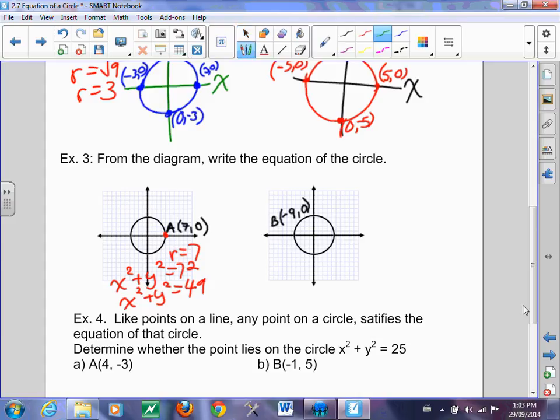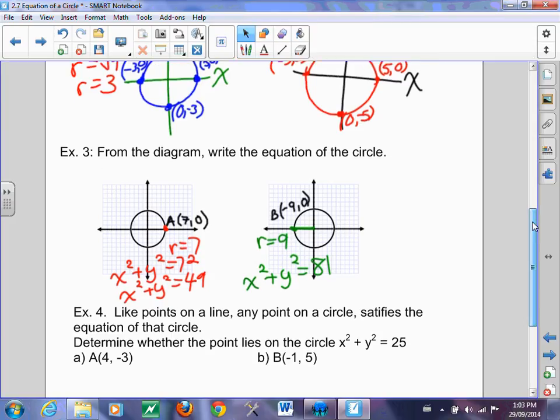All right, taking a look at the second one, ladies and gentlemen, we've got ordered pair B, which is negative 9 and 0. Please don't tell me r is negative 9. That's just positioning on the circle. The radius is the distance from the origin to that point. So the r, in this case, equals 9. And you can sub it right in, ladies and gentlemen, and go x squared plus y squared equals r squared, which is 81. All right. Any questions?